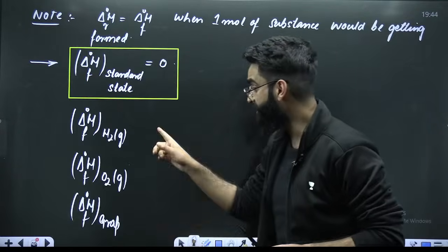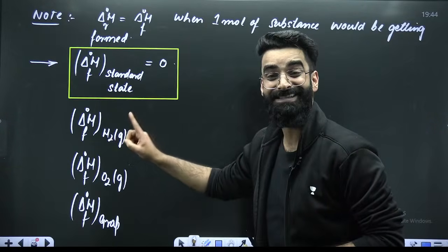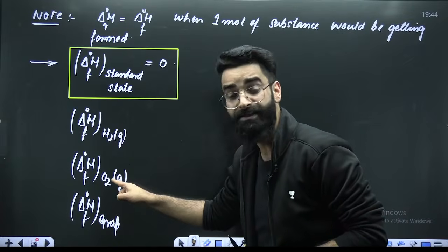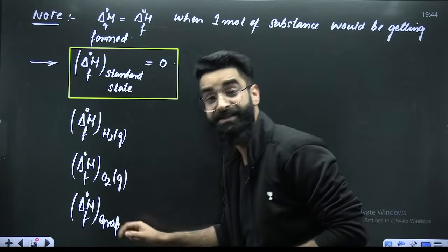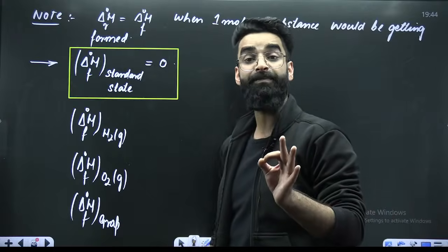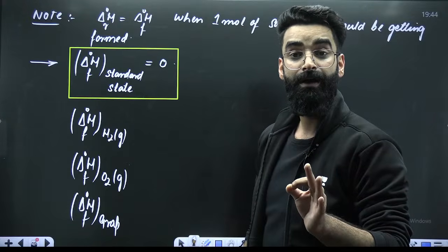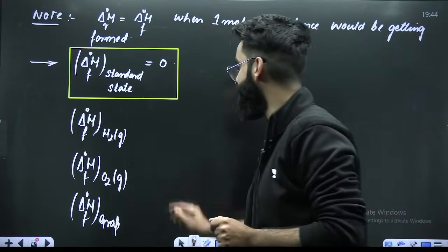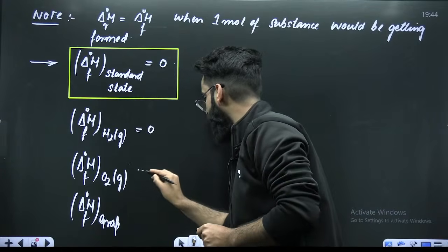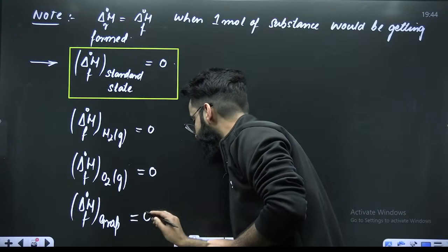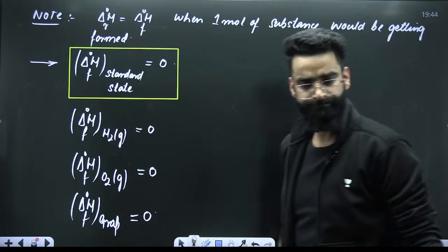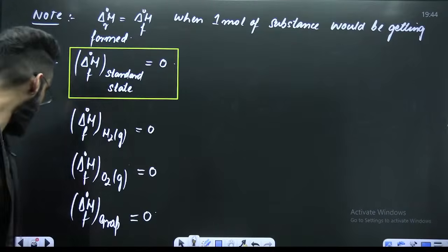Now look at these examples carefully. H2 gas is the standard state of hydrogen. This is the standard state of oxygen. This is the standard state of carbon. And the standard enthalpy of formation of an element in its standard state is taken as 0. Clear? I've got one question for you.